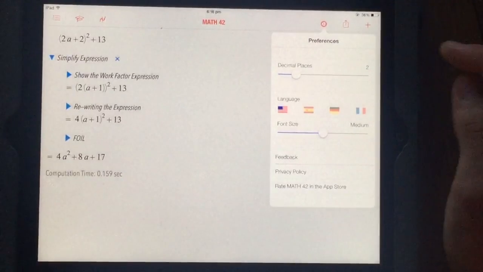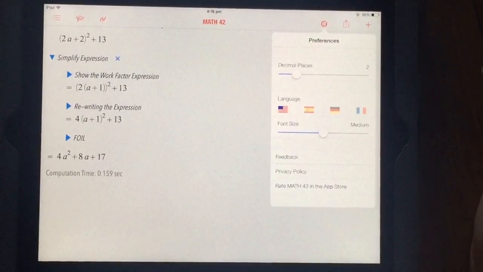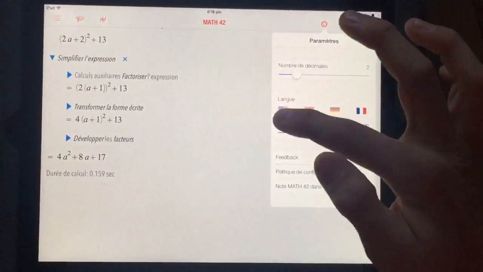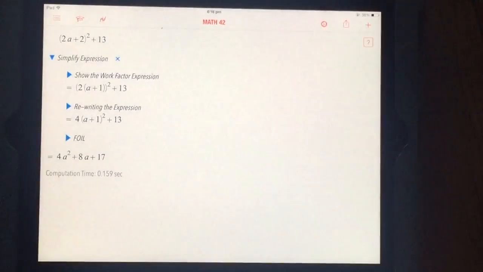The last really cool feature is there's 4 different languages that are offered. There's English, Spanish, German, and French. So you can actually use this app for non-English speaking students.